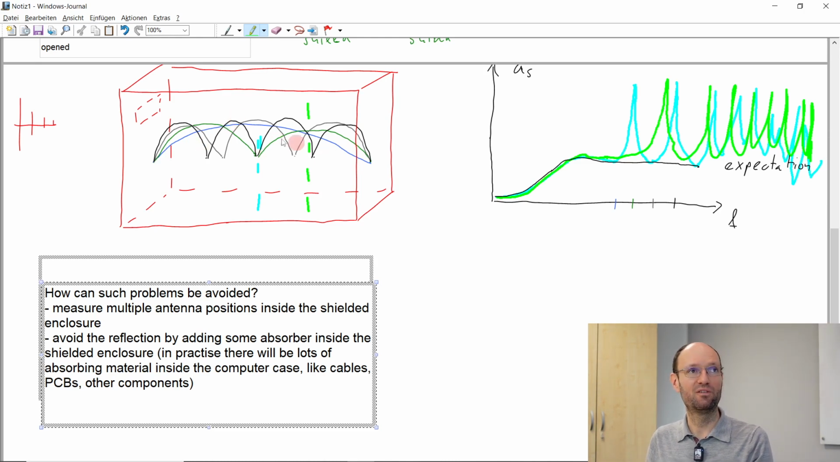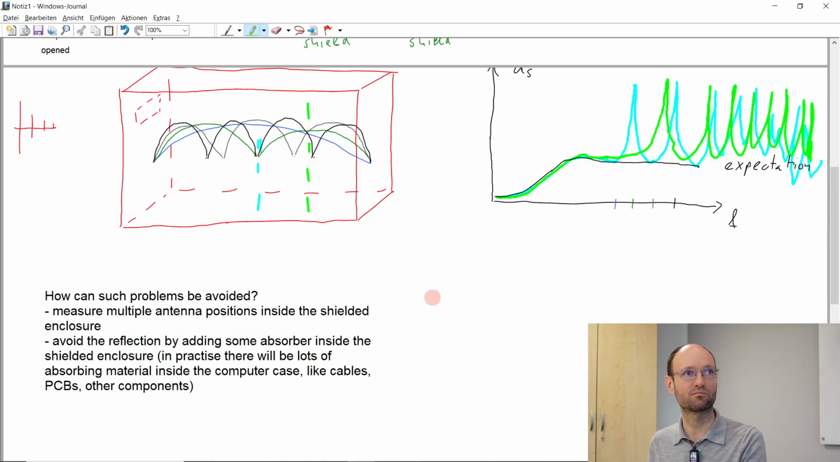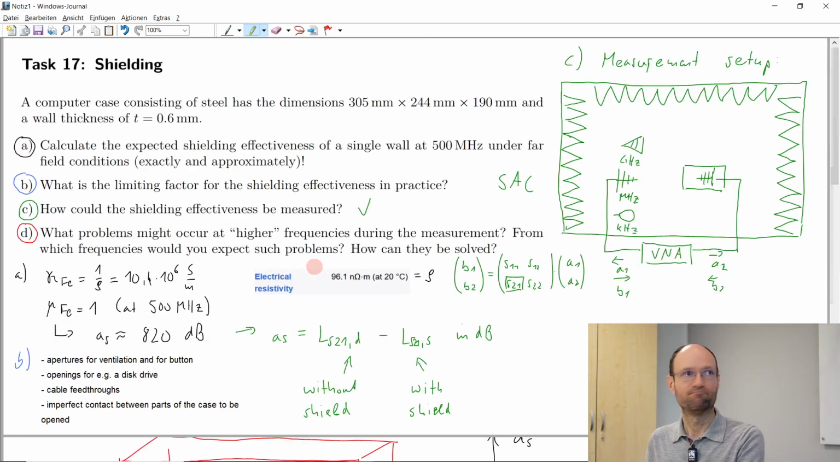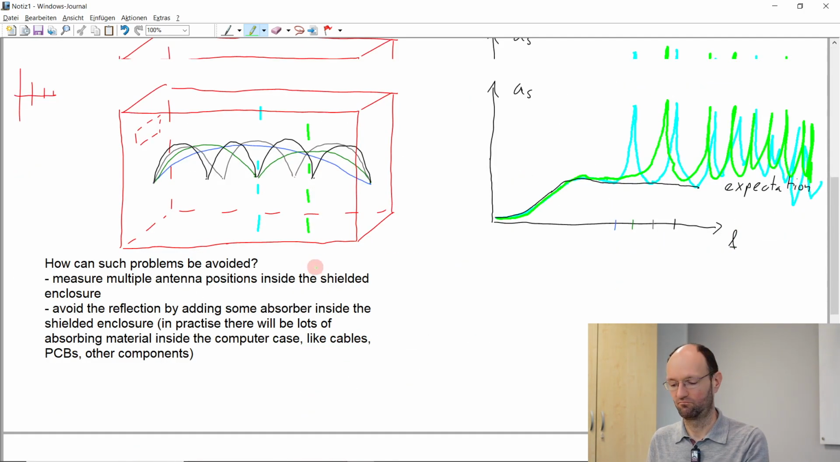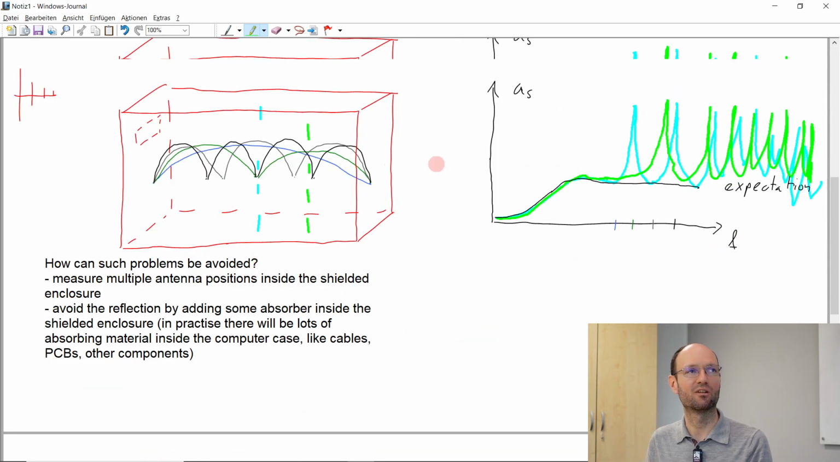They will change the field pattern inside this enclosure. You will get this different standing wave pattern. Still, you might get a standing wave pattern. If you don't know what's happening inside this enclosure, what the quality factor and so on will be, it's difficult to tell what will happen. Okay, so this is somehow, once again, shifted here. And other ideas, what to do?